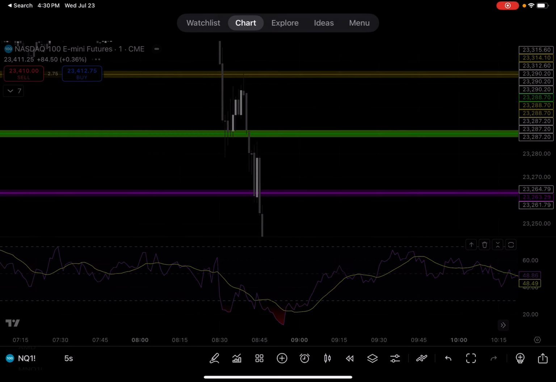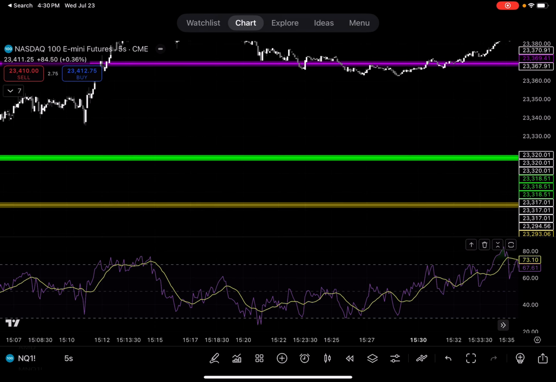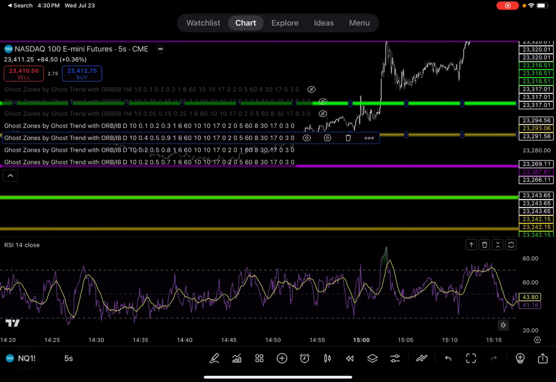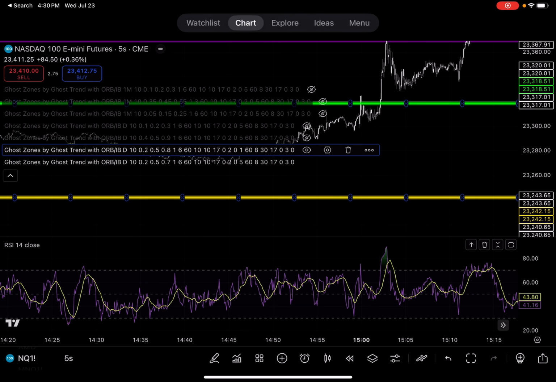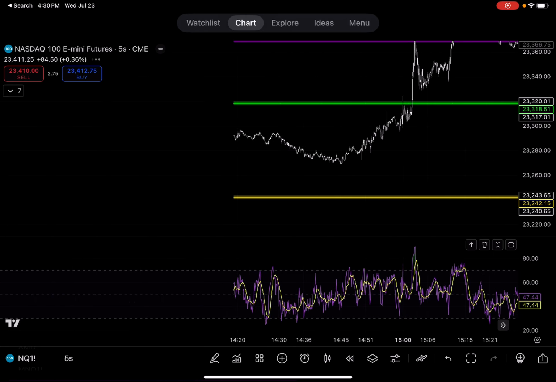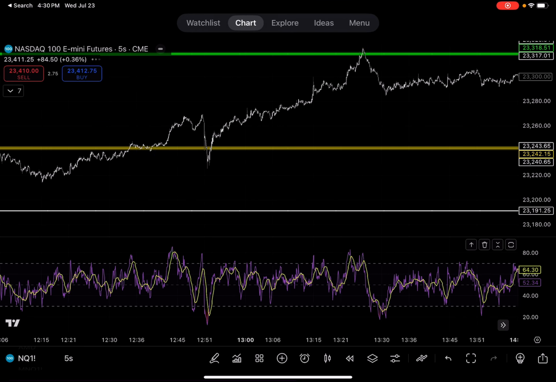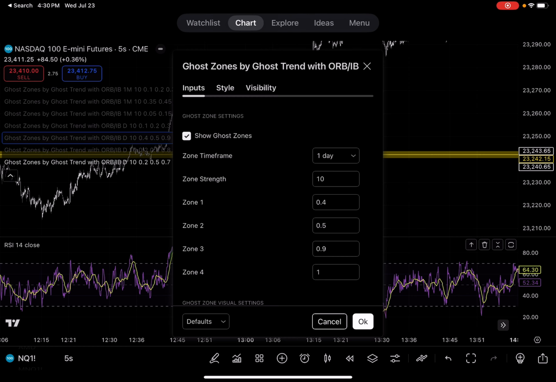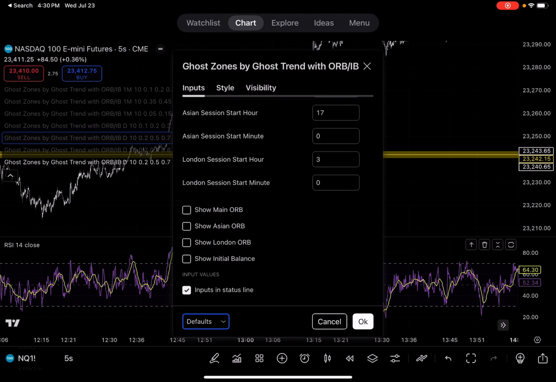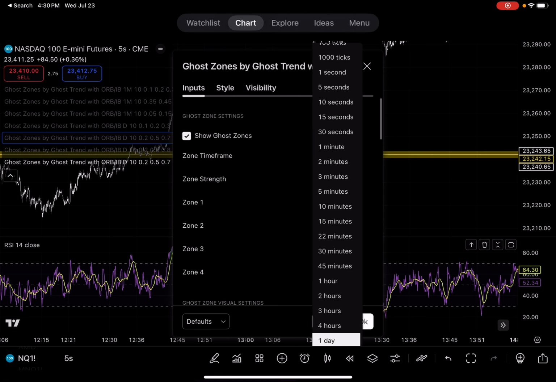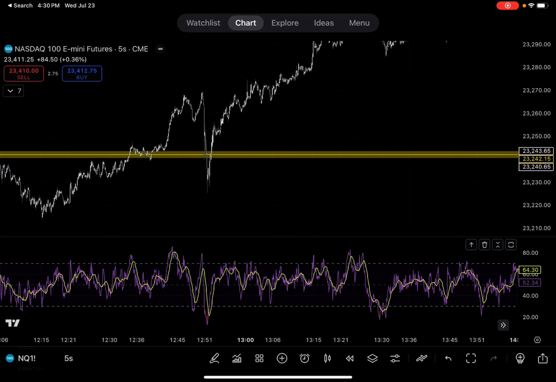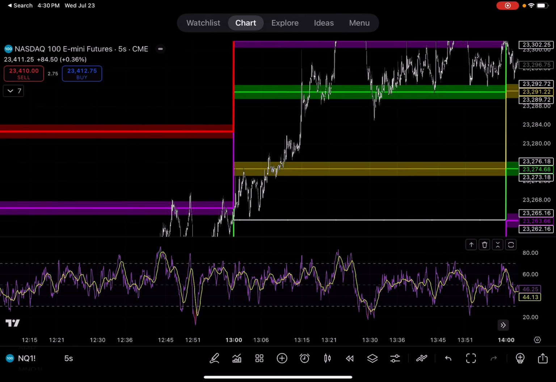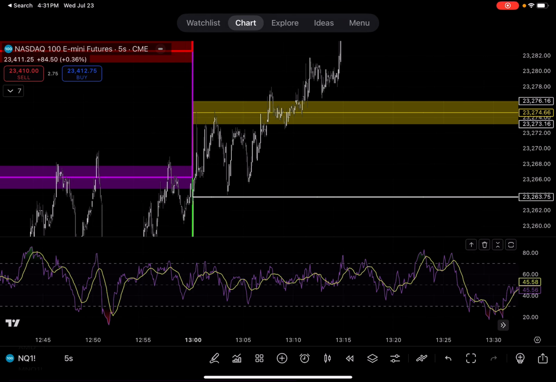Another way is going down to lower time frames. And I like to do this at night, typically at night more than I do during the day. Let's get rid of some of these zones. So we'll reset settings. And I like to go down to the hour time frame. There we go.